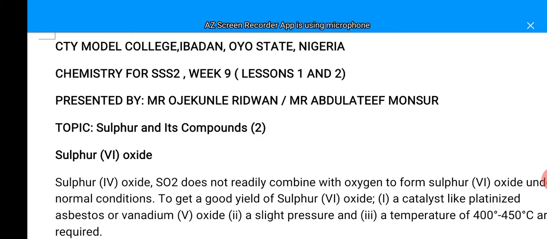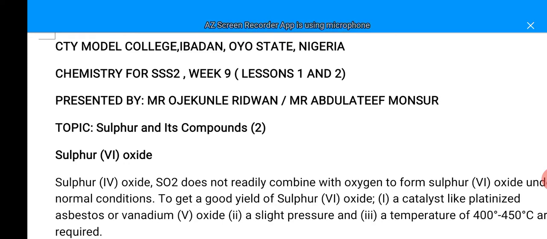The notes are as presented by Master Chm2 Ridwan Babatunde and Master Abdulatif Mansour. It is a continuation of the topic we discussed in the 8th week, sulfur and its compounds. So this is the other part of sulfur and its compounds. We shall continue from sulfur 6 oxide.